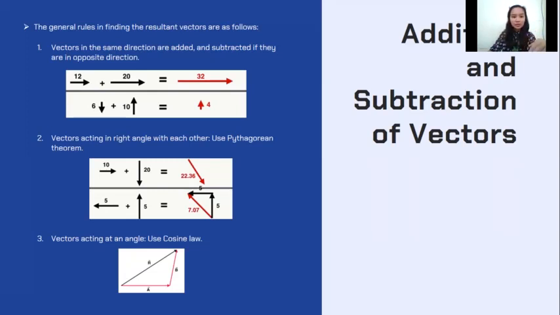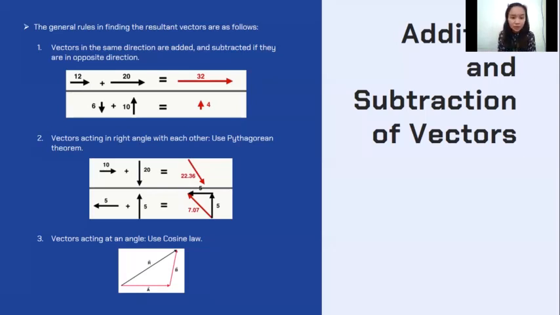And then another one, 6 and 10. In this case, si 6 is going south and then 10 is going north. So opposite yung direction nilang dalawa, so isa-subtract natin sila. That's 10 minus 6, it's 4. Tapos yung ipa-follow na direction ni 4 is kung ano yung direction ng vector na may mas malaking magnitude. Since in this case, mas malaki yung magnitude ni 10, tapos going upward siya or going north siya. So yung answer natin is 4 going north.